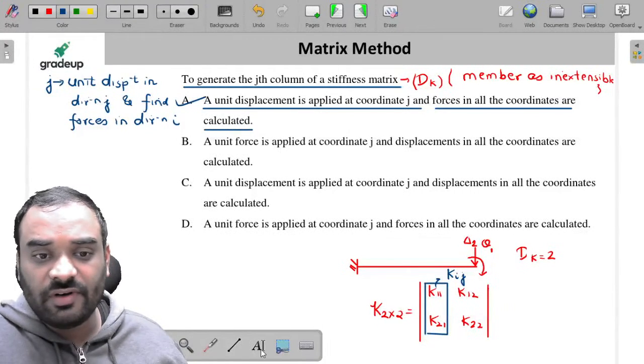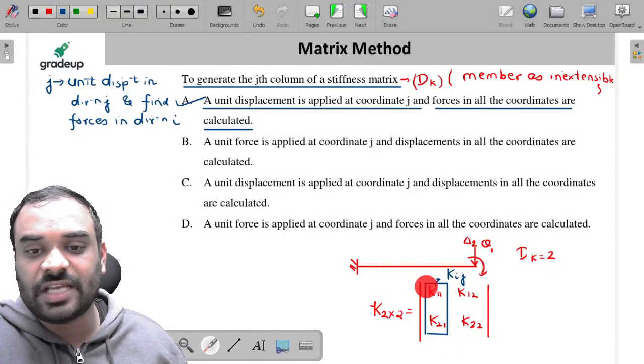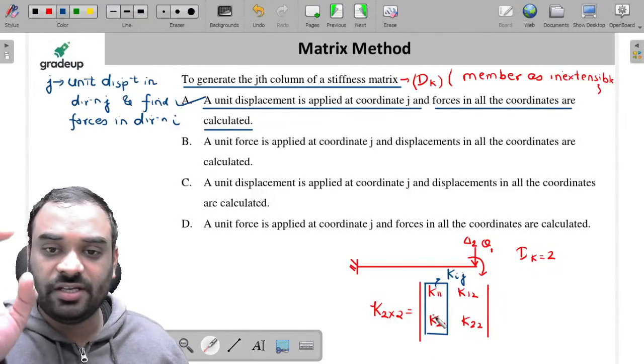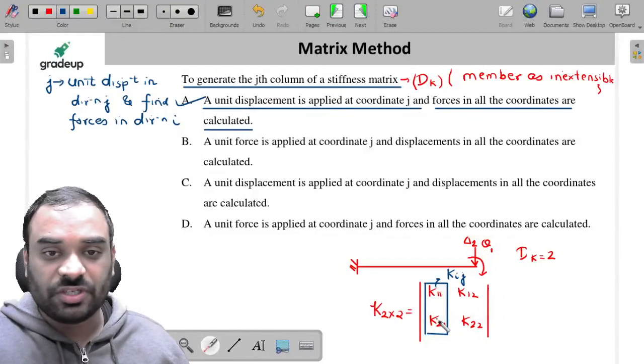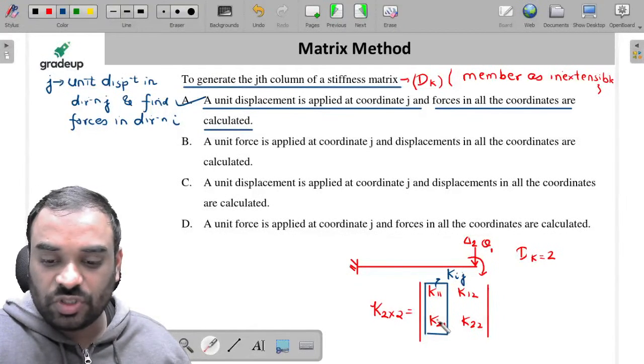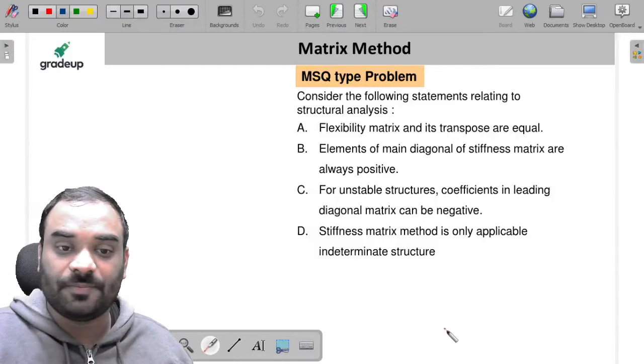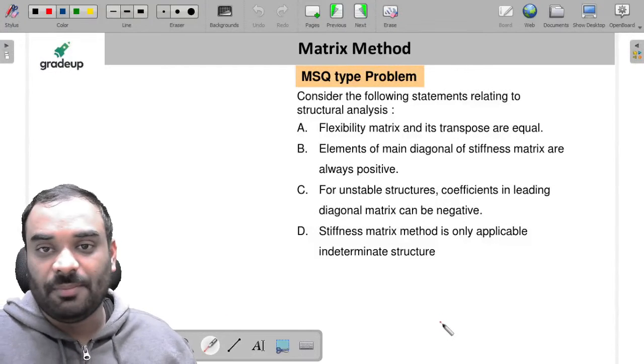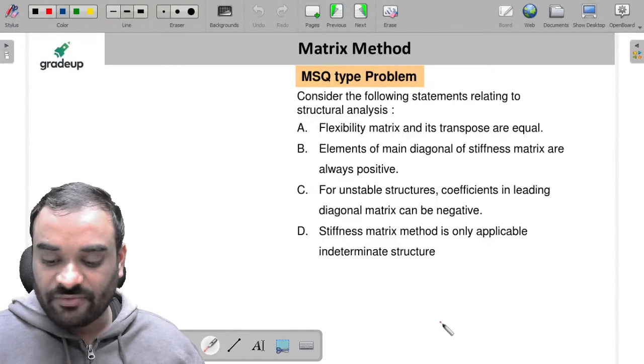Okay, later on we will understand how to develop these type of values in a given structure in the later question. Okay, so let's move to the next question, my dear friends. This is a MSQ type problem, my dear friends.